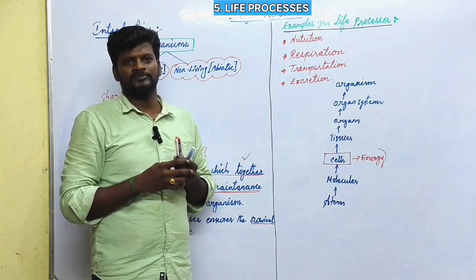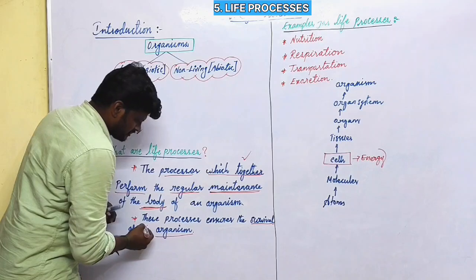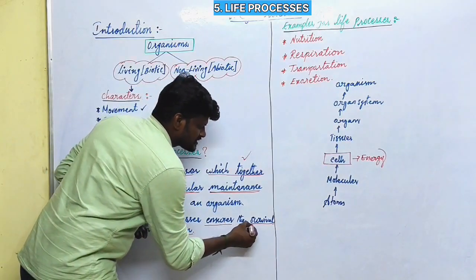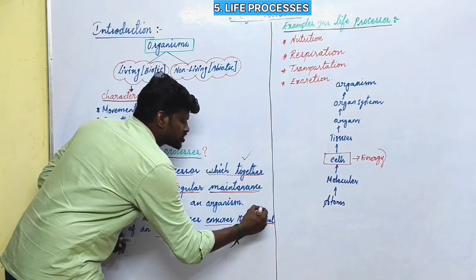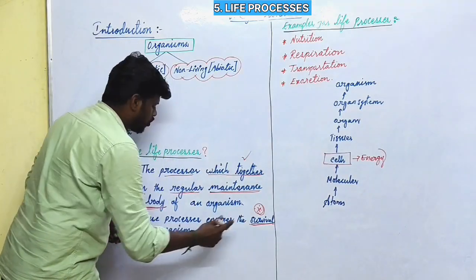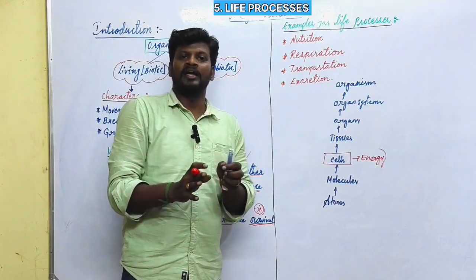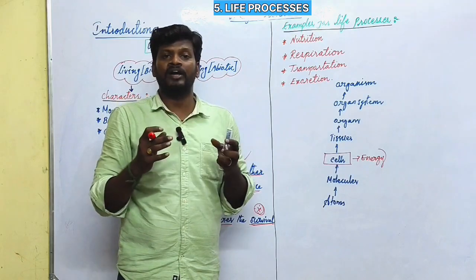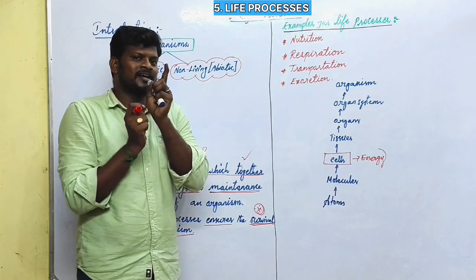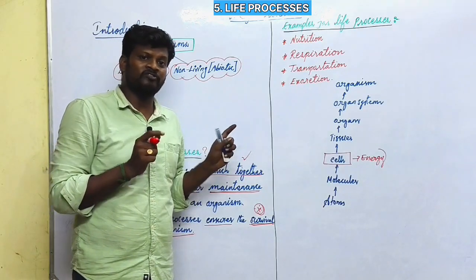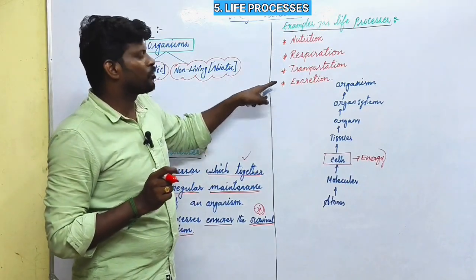Then you may have a question: why do we have to maintain? Because this process ensures survival. The maintenance of the body of an organism ensures the survival of the organism. If there is no maintenance of the body, none of the organisms can survive. They will literally die. So if the organism wants to survive, it should be maintained. And whatever we said, all those things should happen, and that is done by these processes.